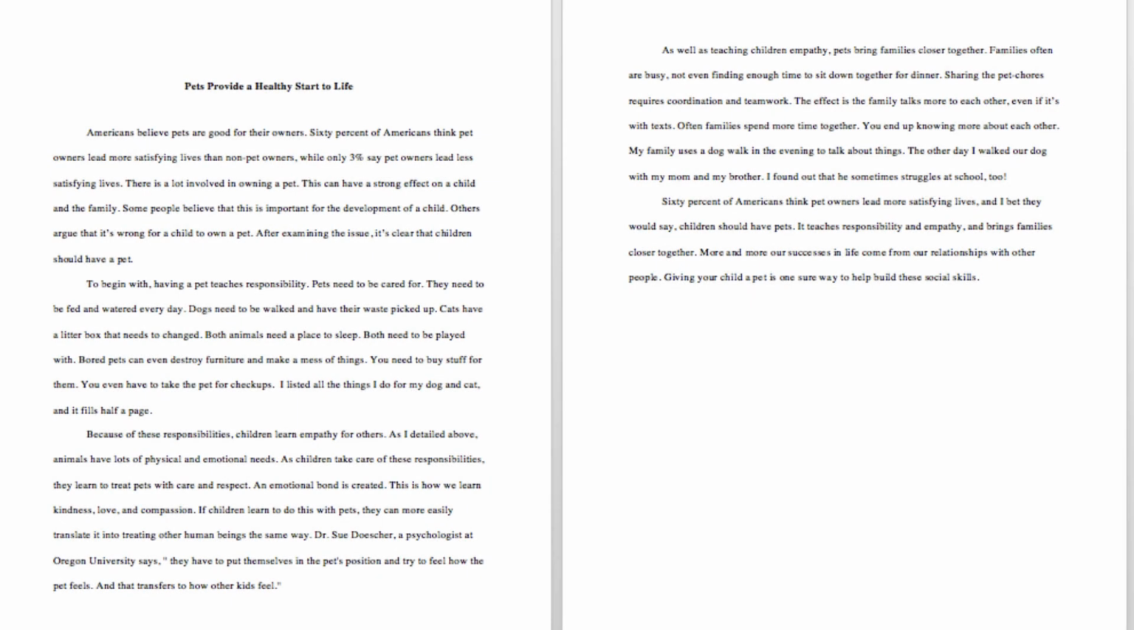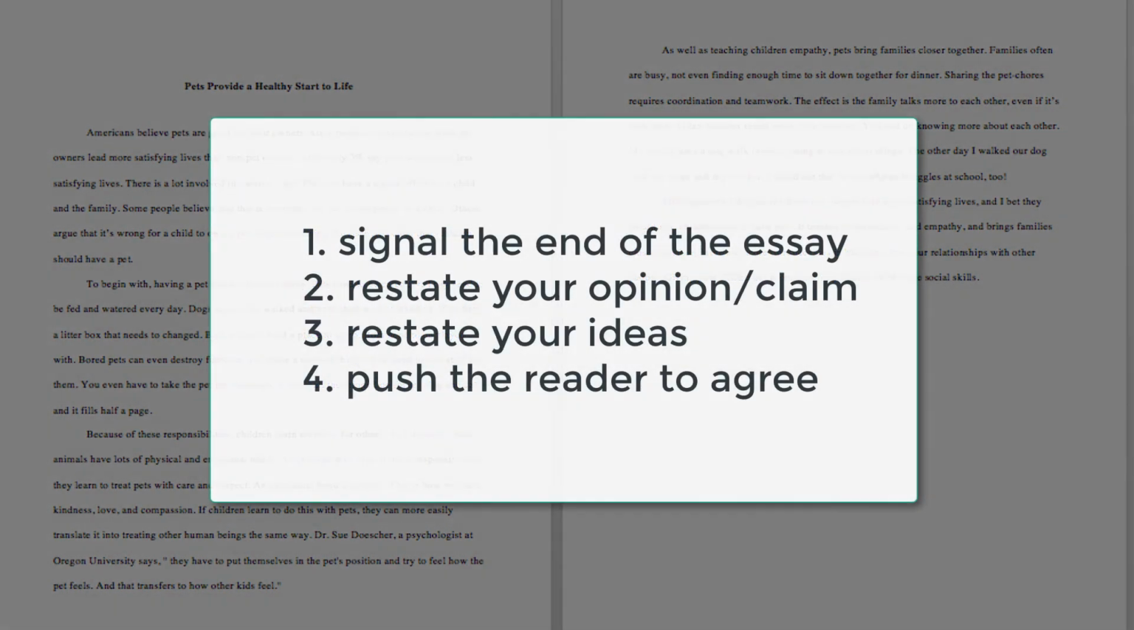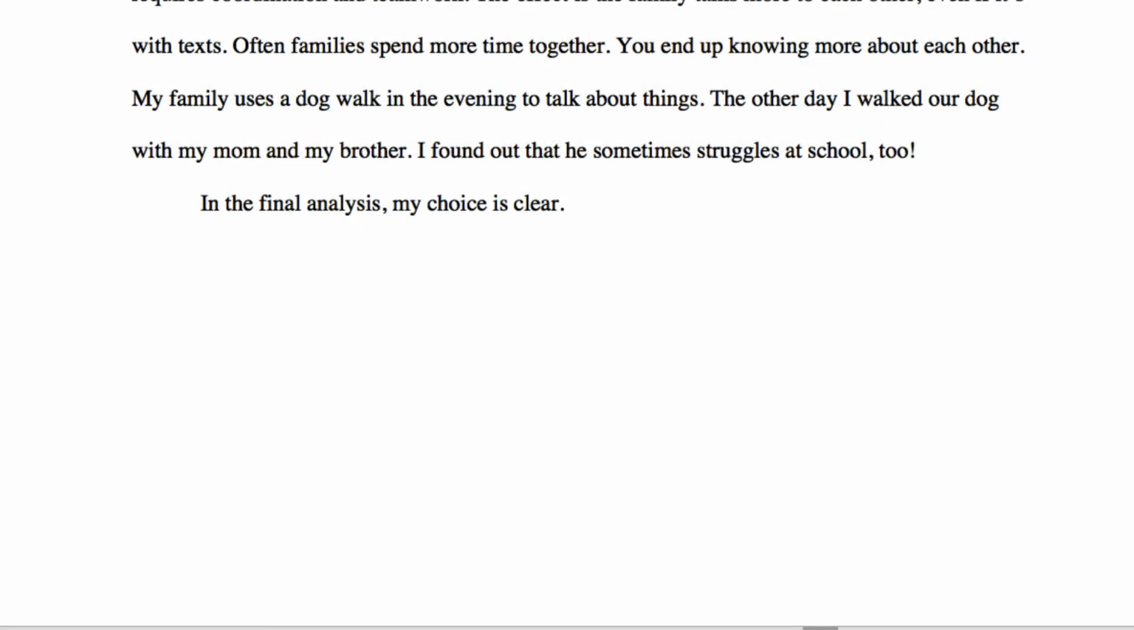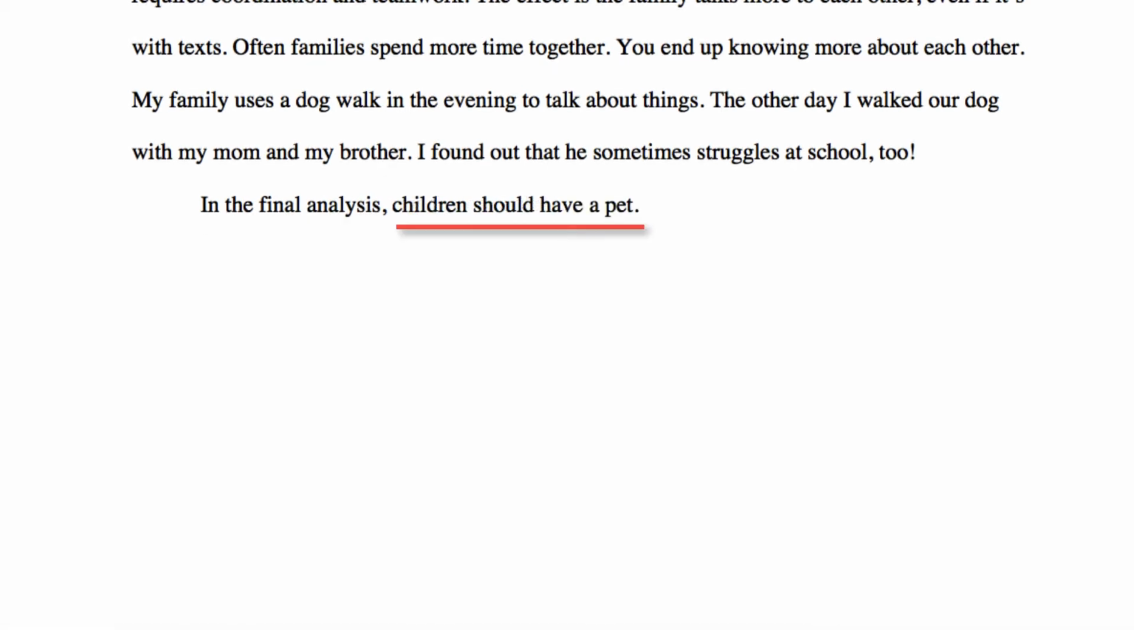The closing paragraph has to do 4 things: signal the end of the essay, restate your opinion, remind the reader of your ideas, and push the reader towards your position. There are 2 common ways of signaling the end of the essay. The first is to use words that signal a conclusion. This also allows you to restate your opinion in the same sentence, the second requirement for a concluding paragraph.